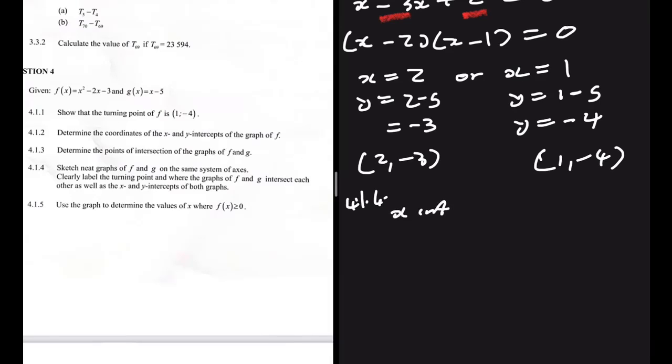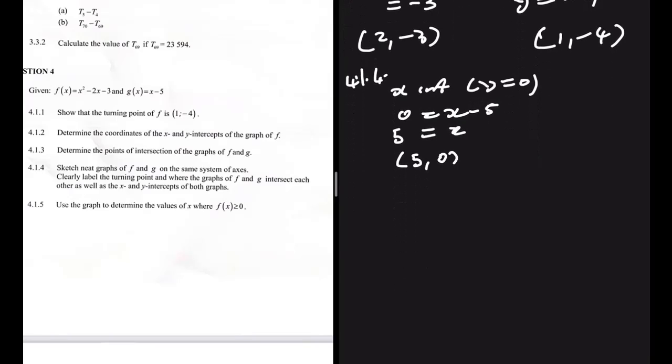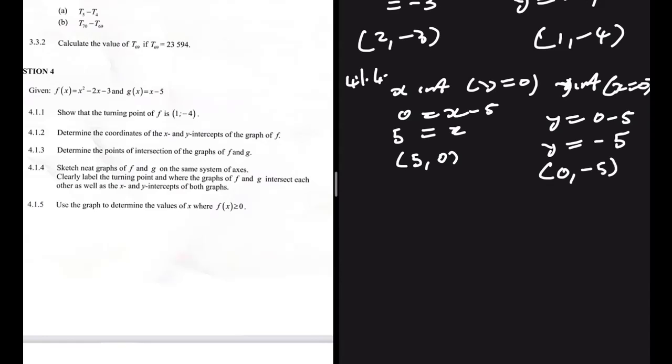For the x-intercept of g of x, we let y be equal to 0, so 0 equals x minus 5, so x equals 5 is one of the intercepts. When x is 5, y is 0. Now let's find the y-intercept. We let x be equal to 0, so y equals 0 minus 5, so y is minus 5. When x is 0, y is minus 5. I think now we have all we need.